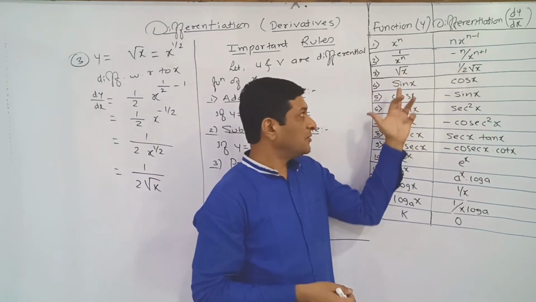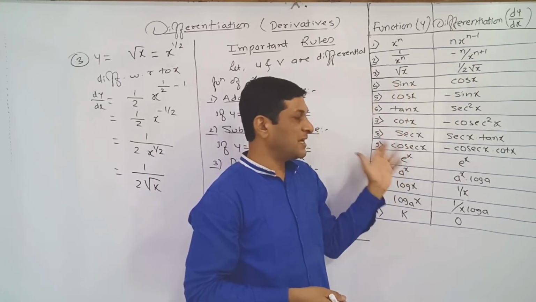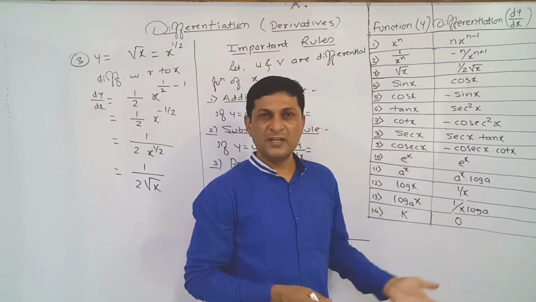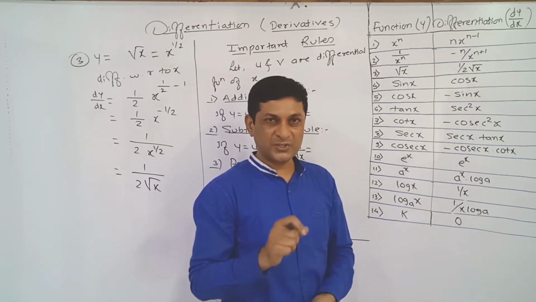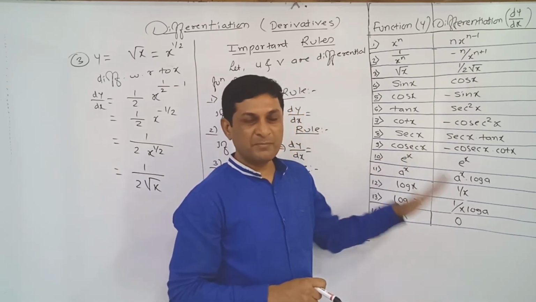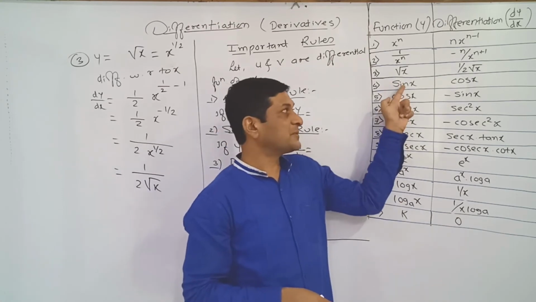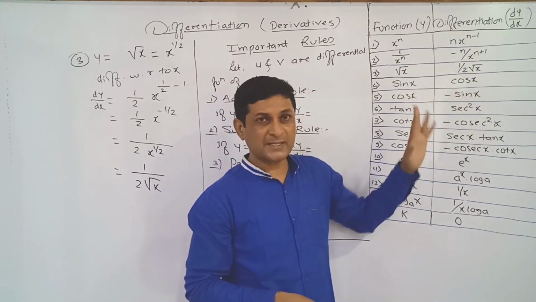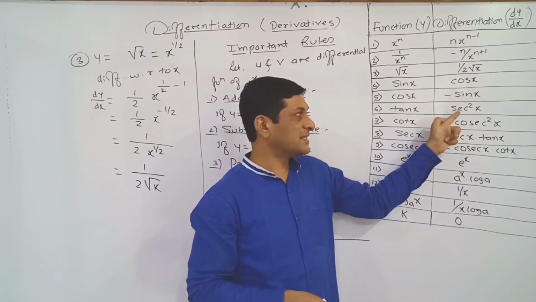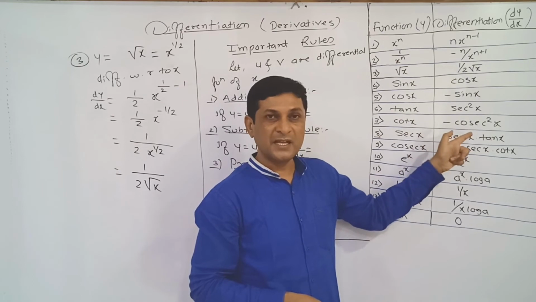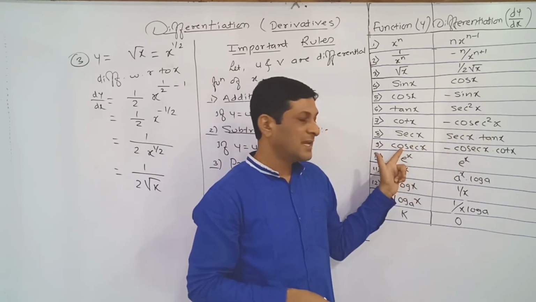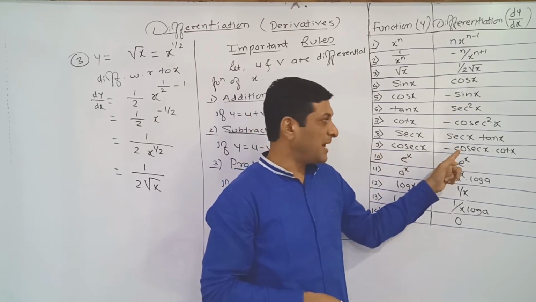Now these are 6 formulas to find the derivative of trigonometric functions. Every formula is proved by applying the definition of derivative. Now you have to remember these formulas. What is the derivative of sin x? Cos x. What is the derivative of cos x? Minus sin x. Derivative of tan x is sec square x. Derivative of cot x is minus cosec square x. Derivative of sec x is sec x into tan x. And derivative of cosec x is minus cosec x into cot x.